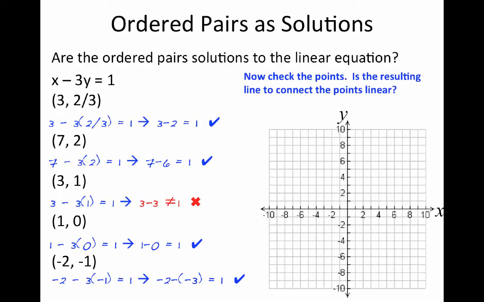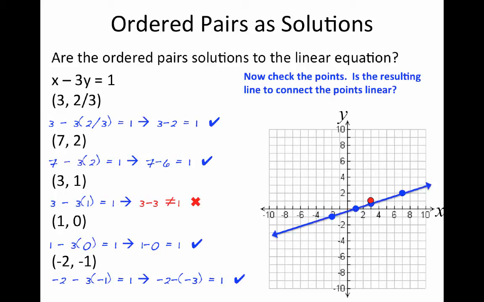Here they are. Here's the point (3, 2/3). The ordered pair (7, 2). The ordered pair (3, 1). That was the one that wasn't on the line, or wasn't a solution to the linear equation. Here's the point (1, 0). And finally, (-2, -1).